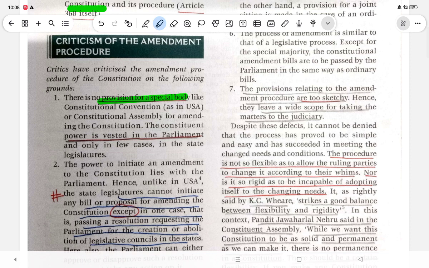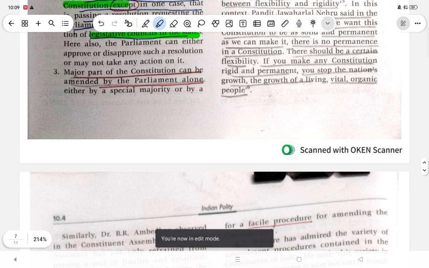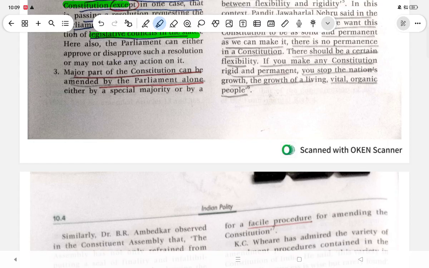Second, the power to initiate an amendment to the Constitution lies with the Parliament. Hence, unlike in the USA, the state legislature cannot initiate any bill or proposal for amending the Constitution except in one case, that is, passing a resolution requesting the Parliament for the creation or abolition of the legislative council in the states. Here also the Parliament can either approve or disapprove such a resolution, or may not take any action on it.